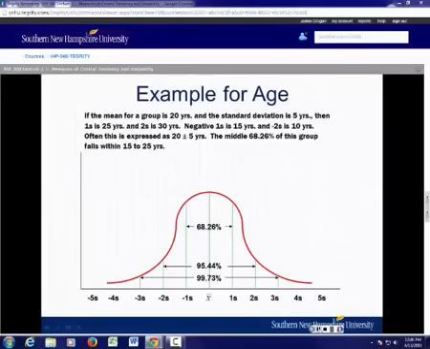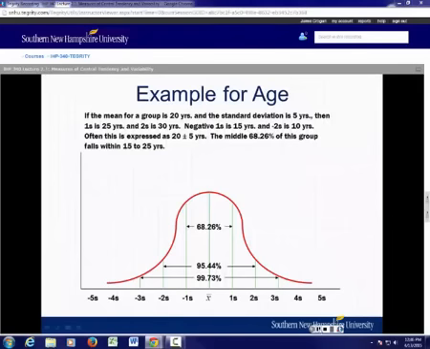You could just redo this and add another standard deviation to get 2 standard deviations above and below the mean. And then for that, this would come out to be an interval of 10 to 30 years that includes the middle 95.44% of scores. That's 2 standard deviations.